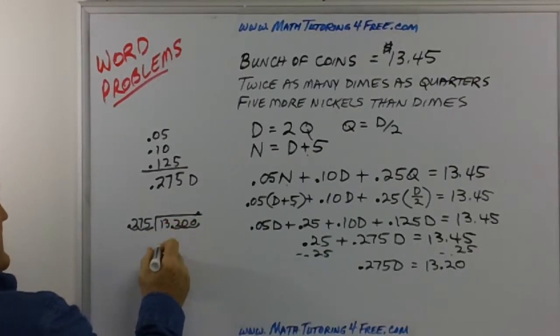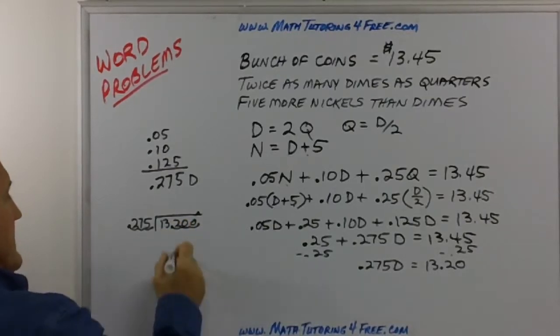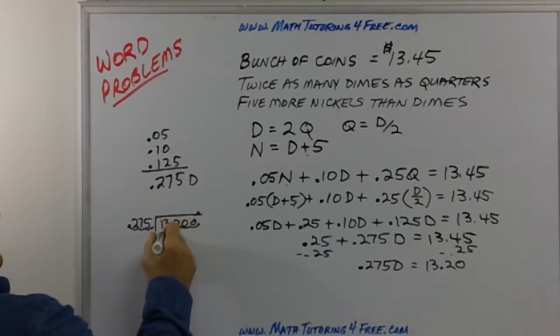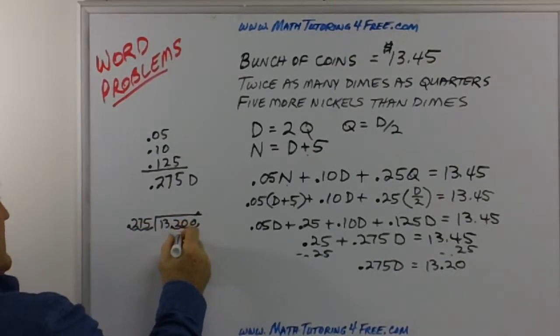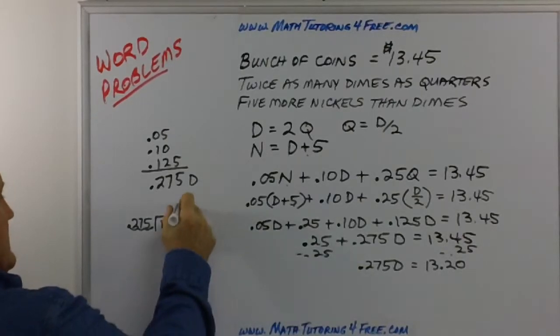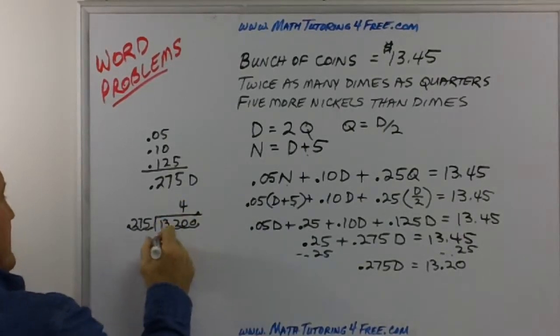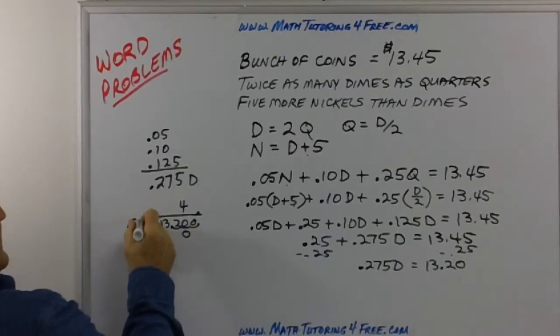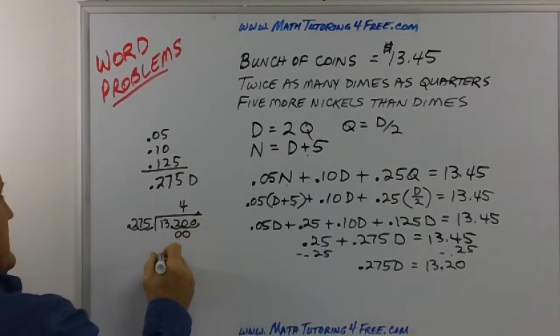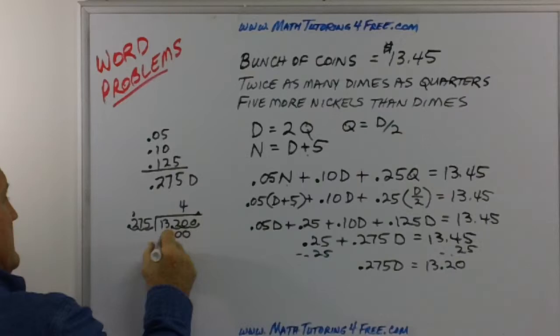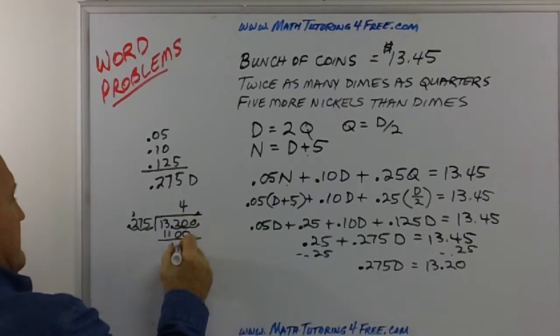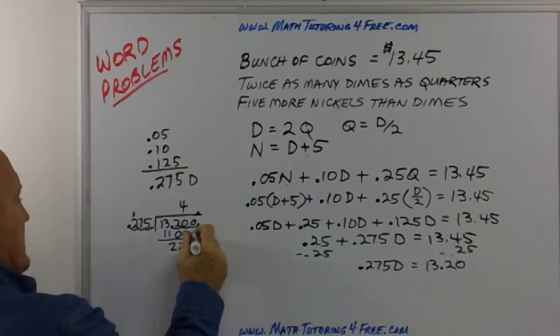Won't go into 1, it won't go into 13, it won't go into 132. So we're putting it into 1320. This is almost 3. 3 goes into there 4 times. So let's put a 4 up there. 4 times 5 is 20. Carry the 2. 4 times 7 is 28 and 2 is 30. Carry the 3. 4 times 2 is 8 and 3 is 11. Subtract. I now have 1, 2, I'm sorry, it's 2, 2, 0. Bring down the next 0.